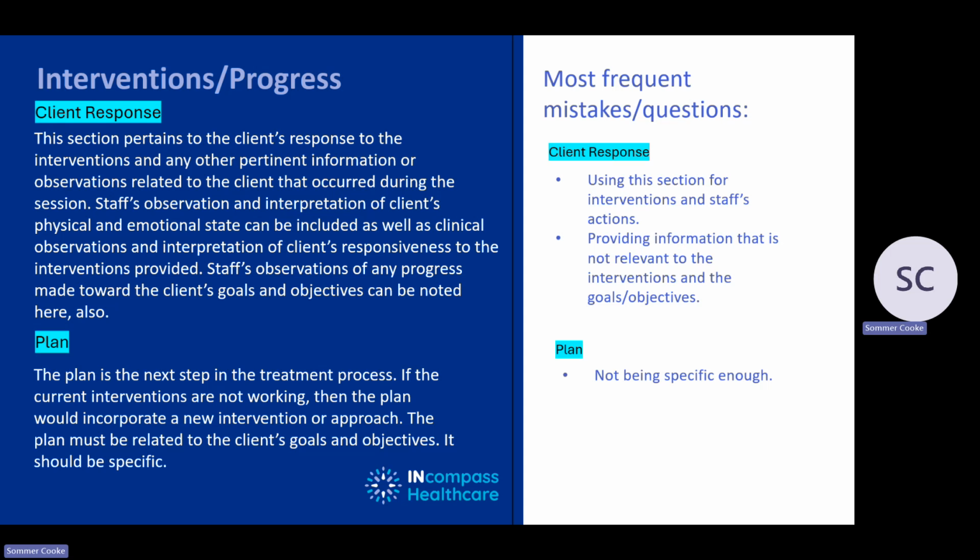The last section is the plan. The plan is the next step in the treatment process. If the current interventions are not working, then the plan would incorporate a new intervention or new approach. The plan must be related to the client's goals and objectives, and it should be specific. The most common mistakes made in this section are not being specific enough. For example, just saying continue therapy as needed or continue treatment. You want to be specific in providing the next steps for the client in treatment.